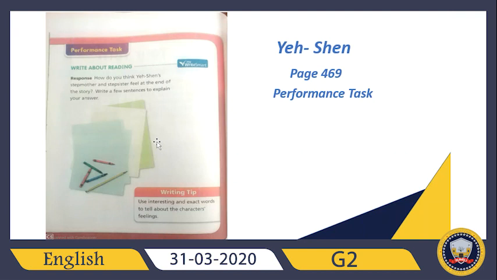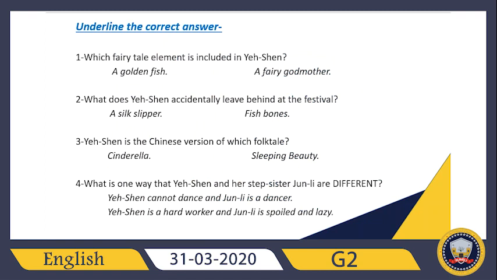Now, let us move to the question answers. I want you to try answering all these questions. Read them. I have given options. You can underline the correct answer. Once you are done, you can come back and start from here, and then we can answer these questions together. Okay, good. Let us start.